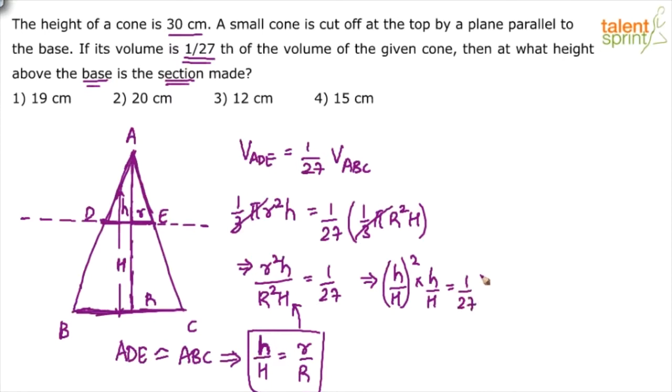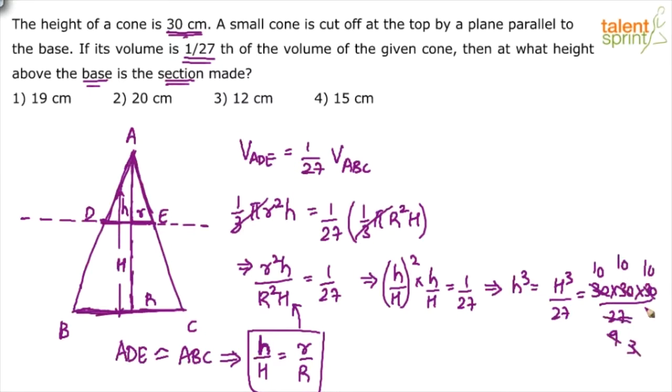And the total height is given as 30 centimeters. Capital H is 30 centimeters. So, overall, what do we get? h cube equals capital H cube by 27, which is like 30 cube by 27. So, 30 into 30 into 30 divided by 27. Simplify. How much will this be? Like 10 by 9, 10 by 3, and 10. So, h cube equals 10 cube, which implies h is equal to 10.